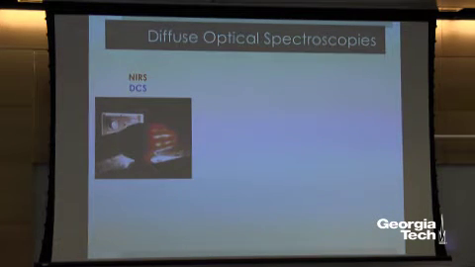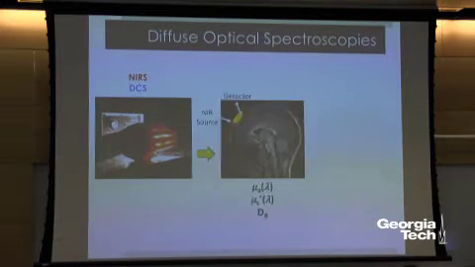So basically, the general principle is we exploit this window of low absorption in the near infrared where light can deeply penetrate. We have two technologies that we use. One is called near-infrared spectroscopy, or NIRS, and the other is called diffuse correlation spectroscopy, or DCS, and I'll go into a little more detail on these methodologies in the further slides.